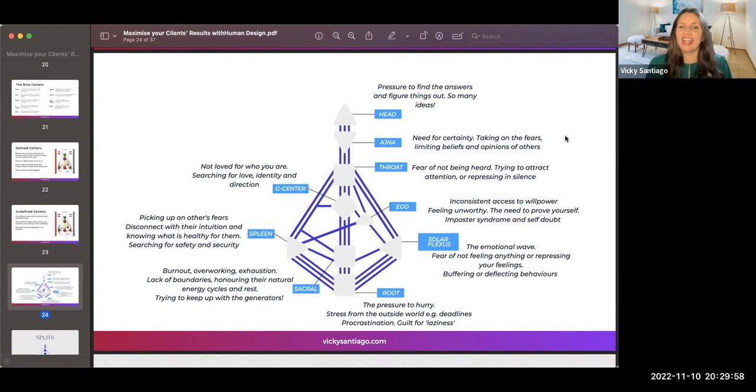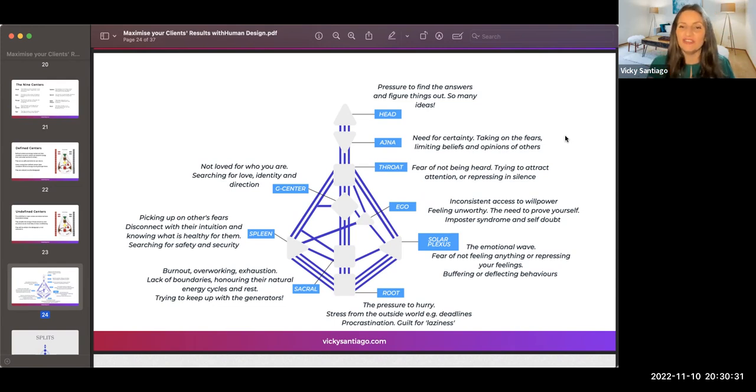The ego, again, that access to willpower, but also feeling that need to prove yourself. And that's where imposter syndrome and self-doubt can really kick in. The solar plexus has an emotional wave. And if you have it defined, then you'll be quite aware of that emotional wave because it comes up consistently, right? So that's where it feels really great. You get really excited and then it troughs down and you feel really flat and low, and you've got to wait till that neutral spot in the middle before you make important decisions.